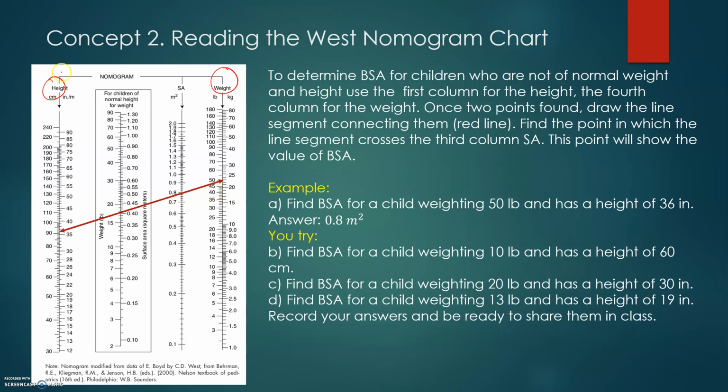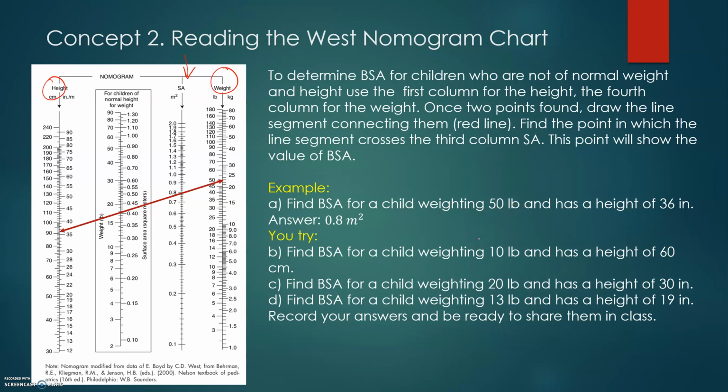Yes, first we will find the point for the height, then we will find the point for the weight, and connect them, so our line will cross the third column, the surface area, at a specific point, and that will be our answer. So A, find the body surface area for a child weighing 50 pounds and with a height of 36 inches.